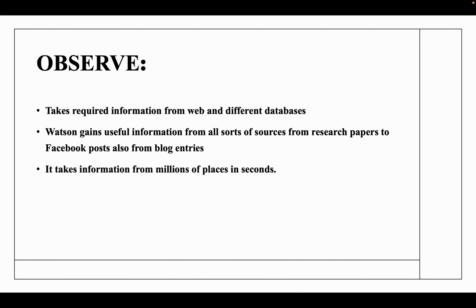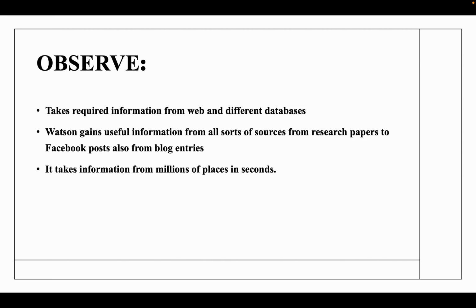The first one is observe. In the observe module, Watson takes in all sorts of information from the web and different databases. What makes Watson unique? We all have a doubt about what makes Watson unique. Watson takes information from all sorts of data, from research papers to Facebook posts and blog entries. Not to mention, Watson can take information from millions of places in seconds. After taking the required information from the different sources, it interprets the information.